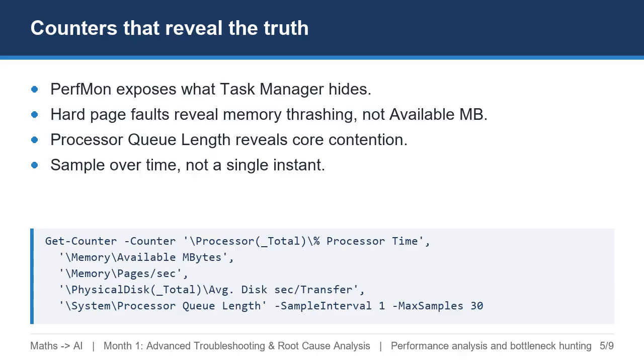Performance Monitor exposes the diagnostic counters Task Manager hides. Use getCounter to sample them once a second. Memory pressure shows up as hard page faults, pages read back from disk, not as low available megabytes alone. And a processor queue length that stays above 0 means threads are waiting for a core. That's contention, not a raw CPU shortage. Always sample over time, never trust a single instant.